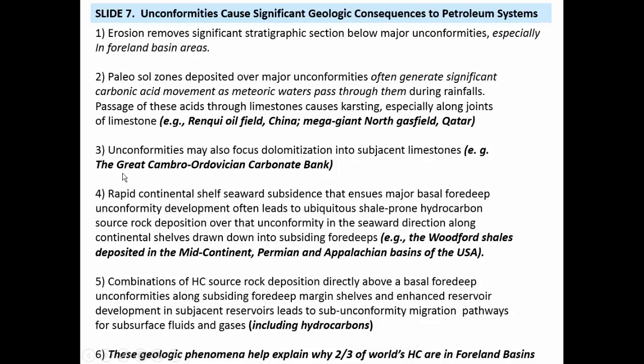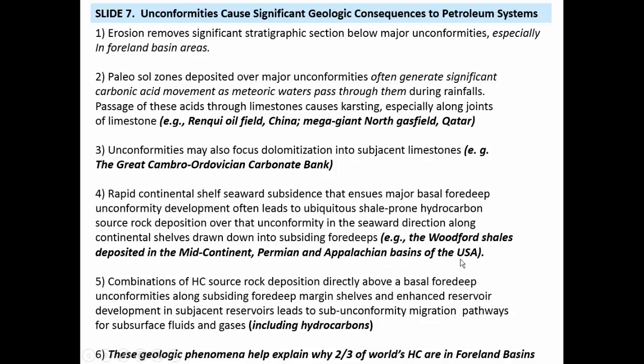That's the Great Cambridge Carbonate Bank, discussed by Mr. Sternbach. And also rapid continental shelf seaward subsidence ensues, that ensues major unconformity development, leads to ubiquitous shale-prone hydrocarbon source rock deposition. What you're doing, as you have a collision margin, and as the outer shelf on the opposing margin gets drawn down into the Arc Trench gap there, what happens is you get what's normally a very narrow zone of source rock deposition along the shelf margin becomes millions of square acres.